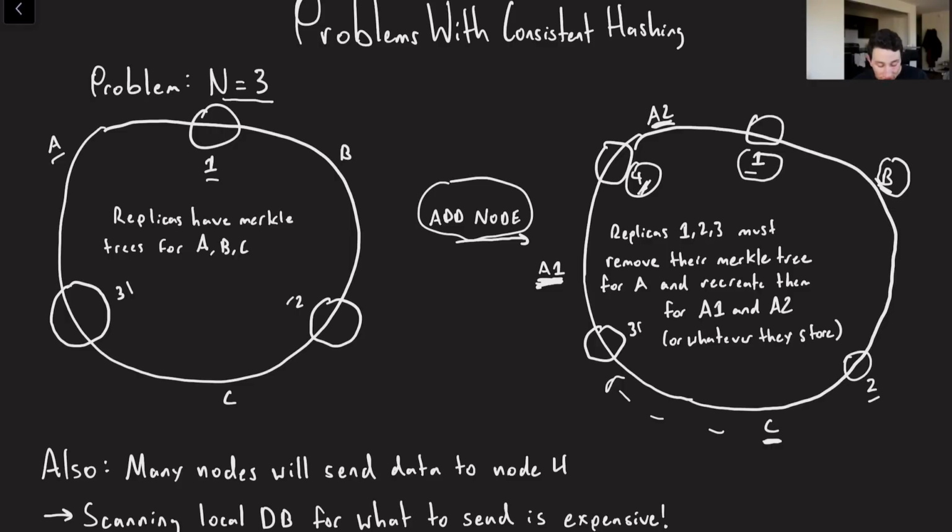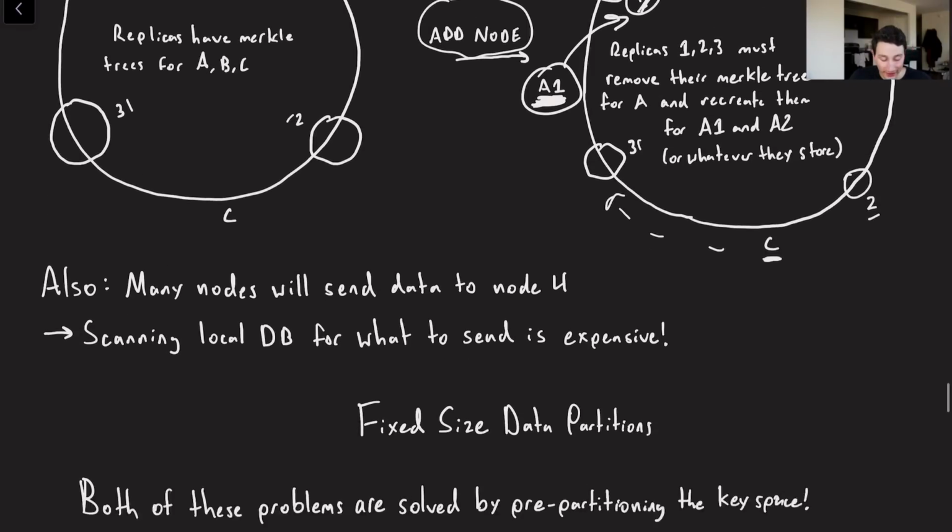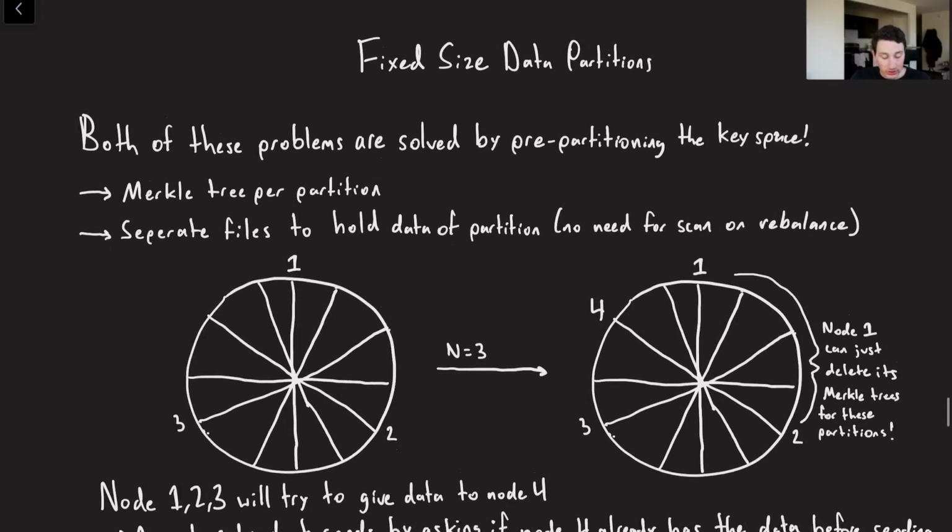They have to send it part of the key range. And actually scanning the local database for what to send is what is going to be expensive, right? This node 1 is going to say, okay, I have to look for all the keys in this range A1, and that scan is then going to go over to node 4. But that's expensive, and so we obviously want to avoid that if possible.